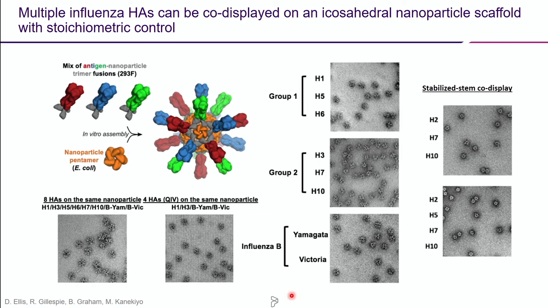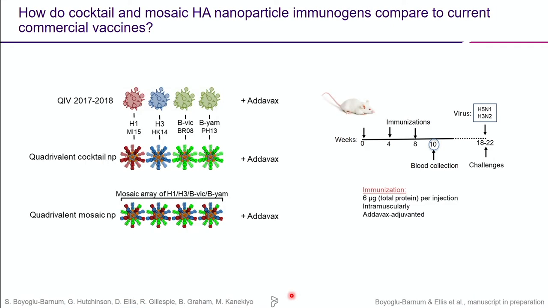And because of this in vitro assembly that I described earlier, it's very easy for us to make particles co-displaying really whatever complement of hemagglutinins you want. So, three different group one hemagglutinins, four hemagglutinins on the same particle, eight hemagglutinins on the same particle, you can really go to your heart's desire here.